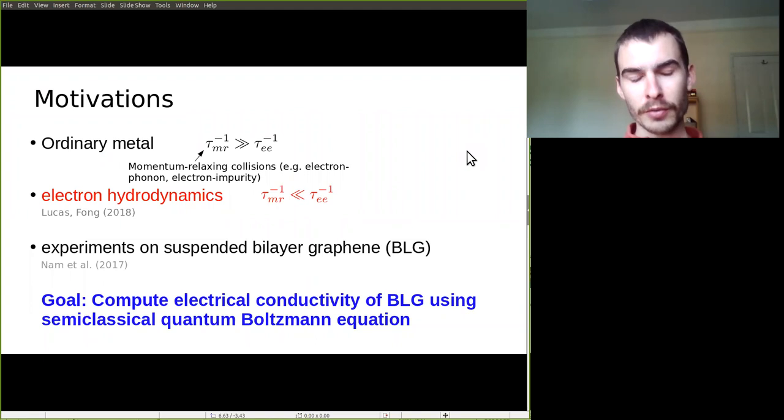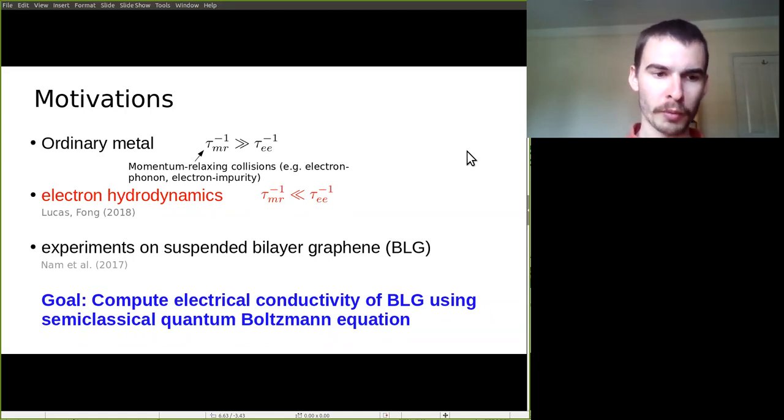In ordinary metals, momentum-relaxing scattering is the dominant source of scattering for the electrons. So these are scattering events such as electron-phonon scattering or electron-impurity scattering, where the momentum of the electrons is not conserved. But I'm interested in a different regime today, the so-called electron hydrodynamic regime, where in fact electron-electron scattering is the dominant source of scattering for the electrons. And in particular, it dominates over the momentum relaxing scattering.